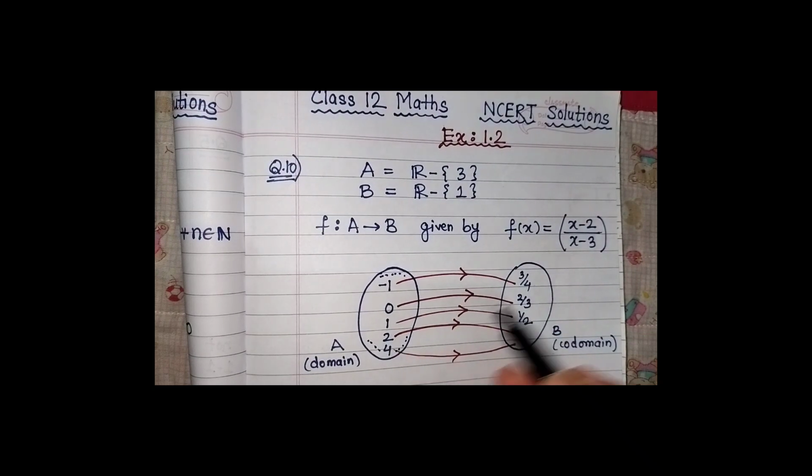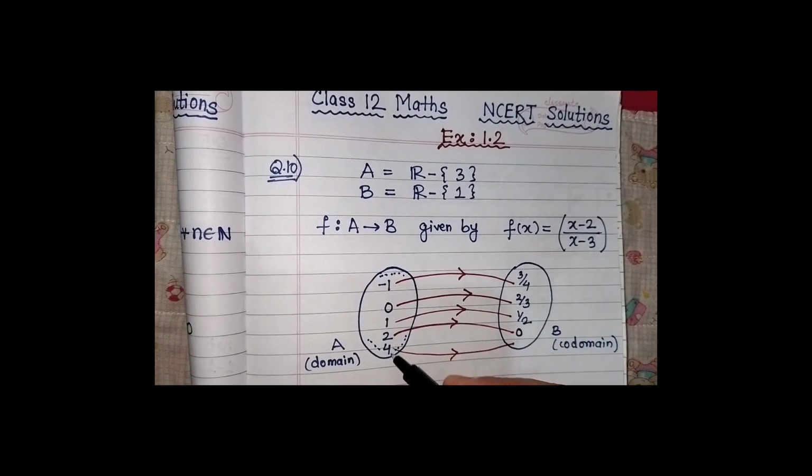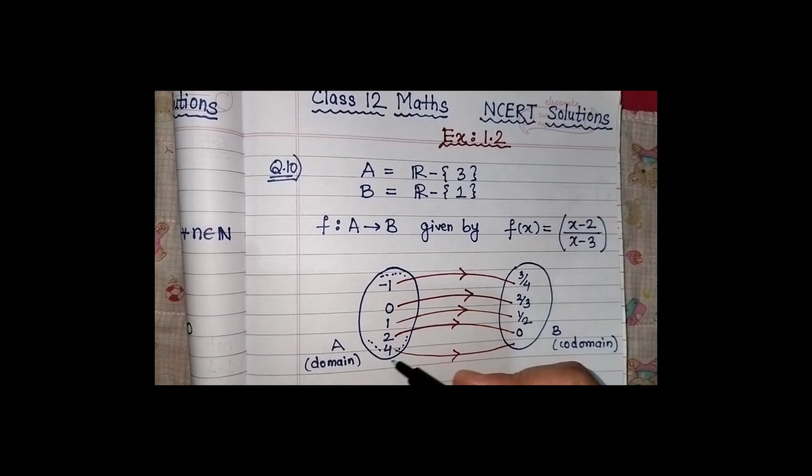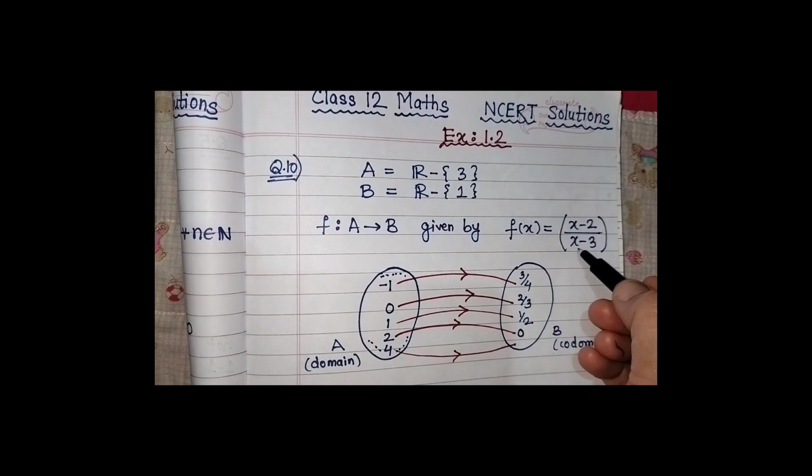Okay, what about 2? When you put 2, 2 minus 2 is 0. So no need to calculate the denominator, it becomes 0. What about 4? Because we cannot take 3 here, so we have to jump to the next number 4. Because this is a real number, r minus this, so you can take any number, half, root 2, anything, whatever you want. So for 4 it is 4 minus 2 and 4 minus 1.